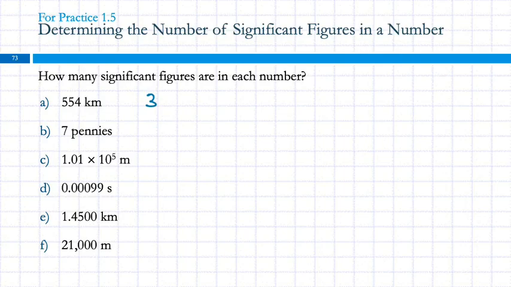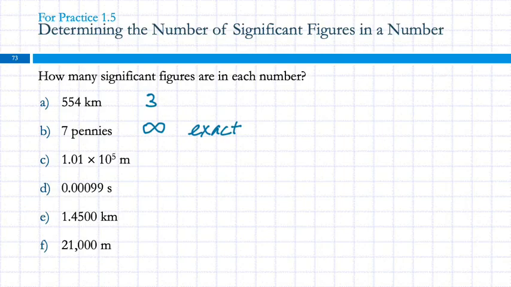Okay, letter B, 7 pennies. That's an exact number, okay? Because you can count 7 pennies and there's no uncertainty. So the question is asking how many significant figures? Infinite. There's an infinite number of significant figures. Like if you're doing Mastering Chemistry, it might want you to say infinite or exact. There's a worksheet we're going to do in class today. You could write the infinity symbol or you could write exact. Either one is fine.